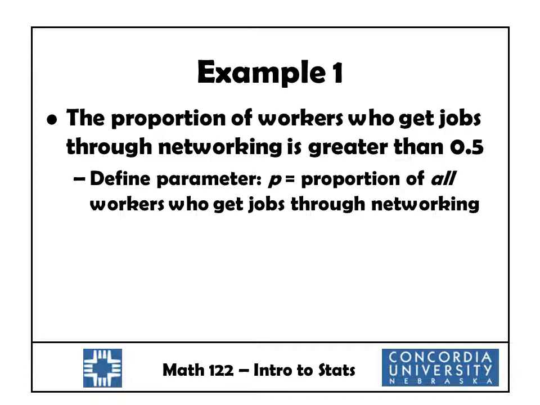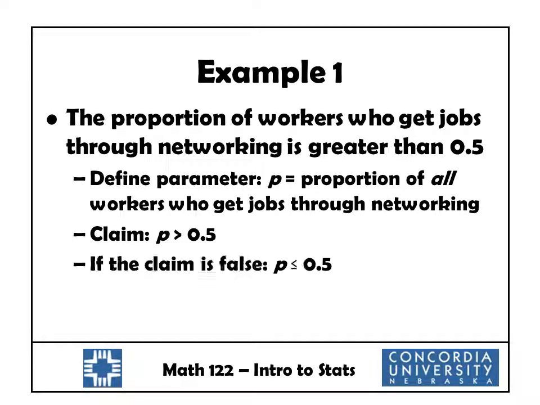So after we define the parameter, we're going to go through a four-step process for setting up the hypotheses. And I recommend that you go through this four-step process on every single hypothesis test problem we have. It'll simplify things in the end. It may seem like more work than necessary, but it's going to help keep things organized. The first step is to state the claim in mathematical notation. Now in mathematical notation, the claim is simply P is greater than 0.5.